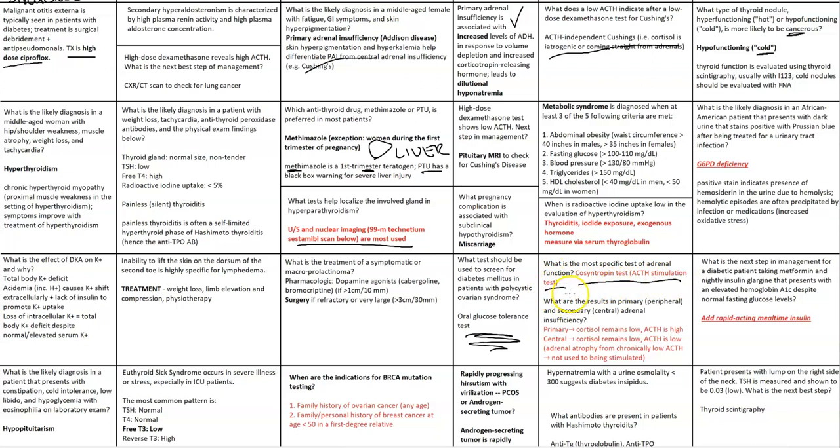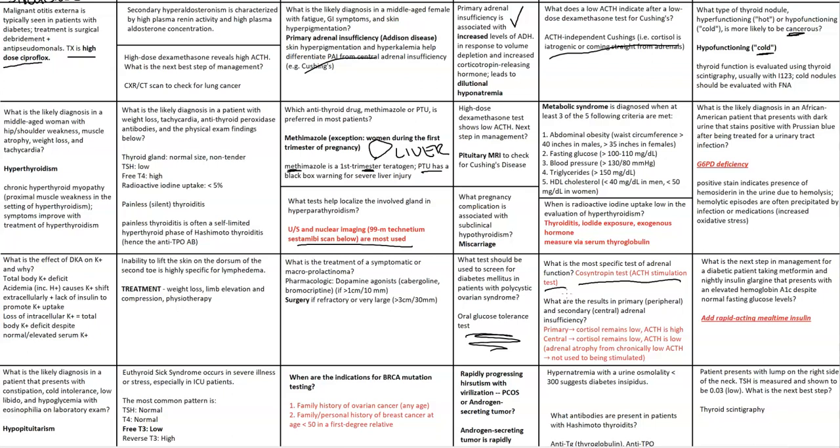What are the results in primary, peripheral, and secondary, central adrenal insufficiency? In primary, cortisol remains low and ACTH is high. In central, cortisol remains low and ACTH is low. Adrenal atrophy results from chronically low ACTH, so the glands are not used to being stimulated.